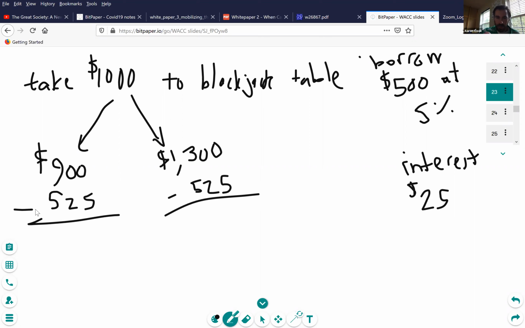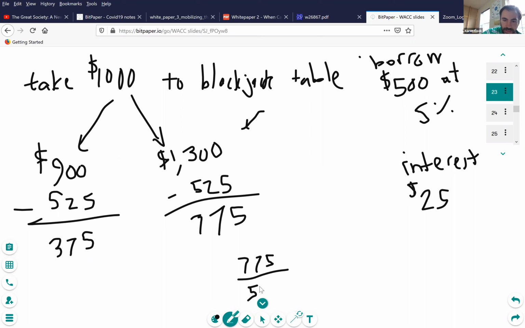In the event that you come away with 1,300, your net winnings after you've paid off your bondholders is the residual. You can think of this as the returns to equity. You have 775 of return to equity in the event that you win, and only 375 in the event that you lose. Relative to the capital you invested, 775 divided by the $500 is 1.55. That's actually a 55% return.